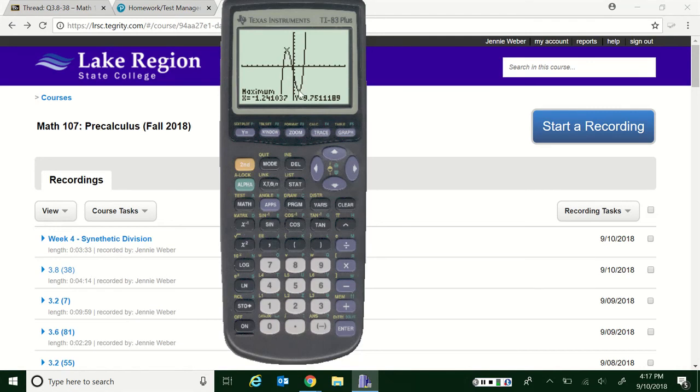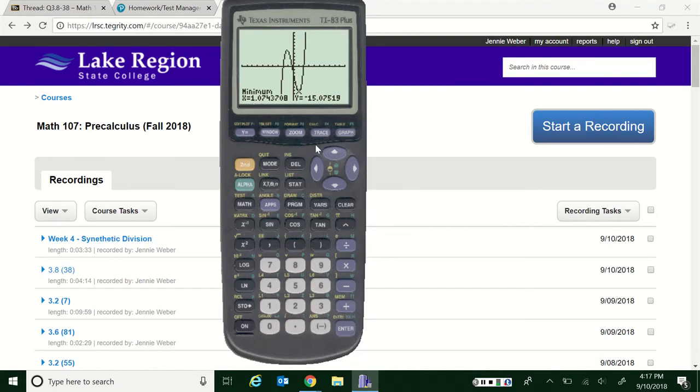The same would work here. You just use this as a minimum. And again, so I'd go over here, second trace, I'd go to minimum, and I'd pick a point down here, and then I'd have to go all the way past it. Enter, enter again, and there's my minimum, -15.1, and it's approximately at x equals 1.